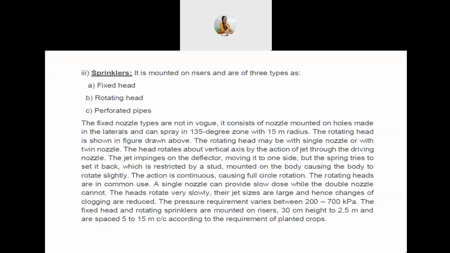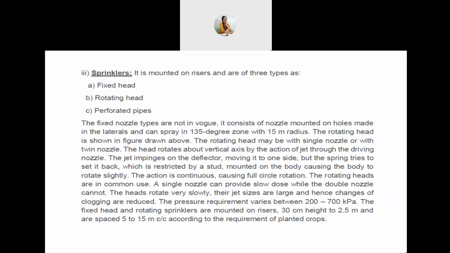Sprinklers are mounted on risers and are of three types: number 1, fixed head; number 2, rotating head; number 3, perforated pipes. The fixed nozzle types are not in vogue. It consists of nozzles mounted on holes made in the laterals and can spray in a 135-degree zone with a 15-meter radius. The rotating head is shown in the figure drawn above.